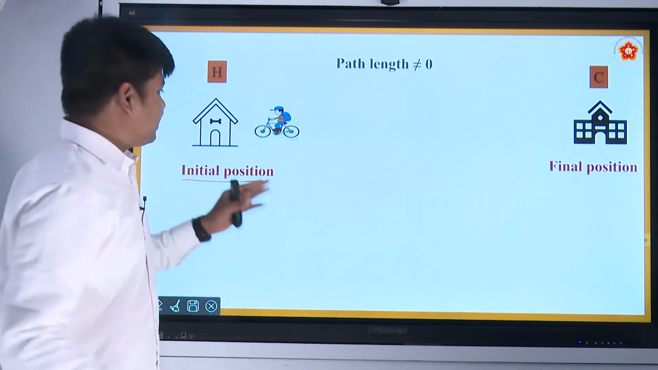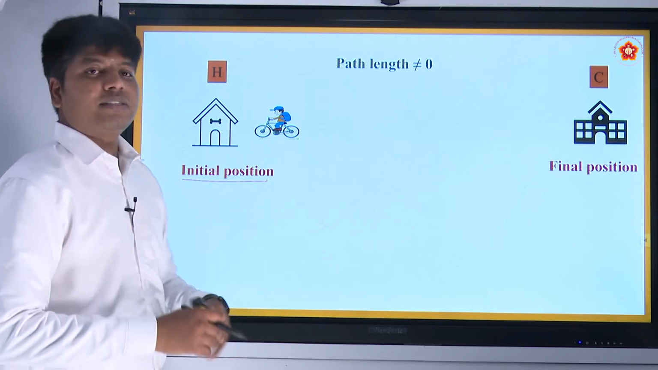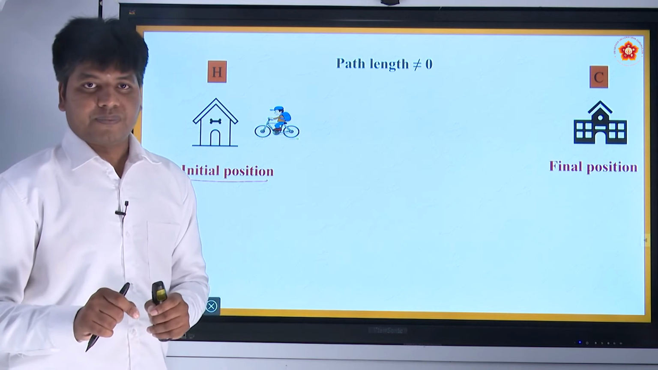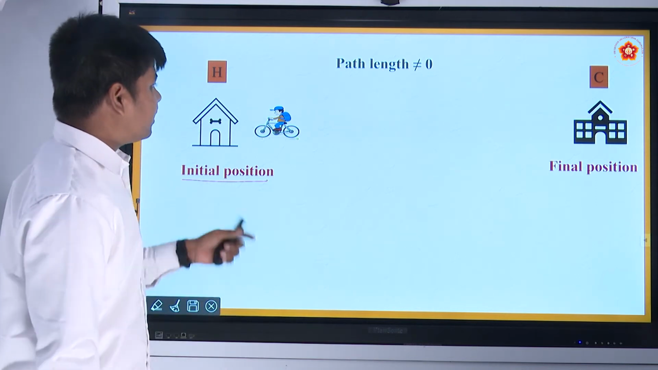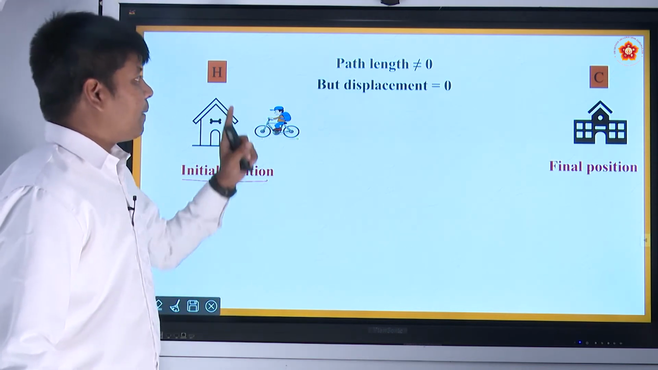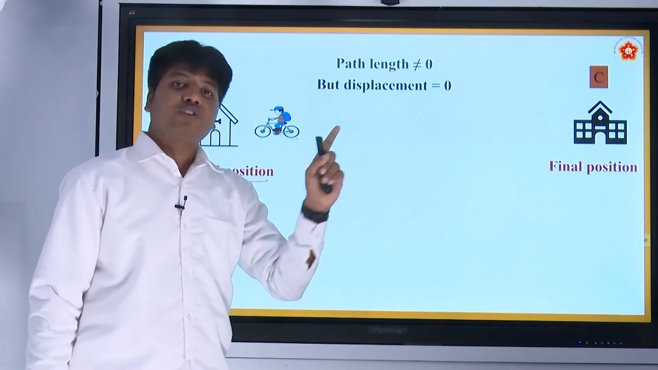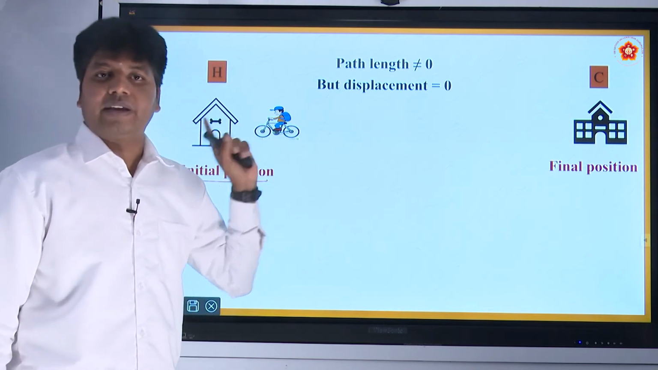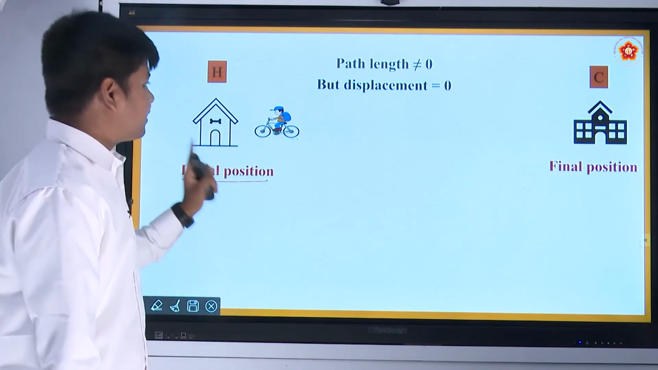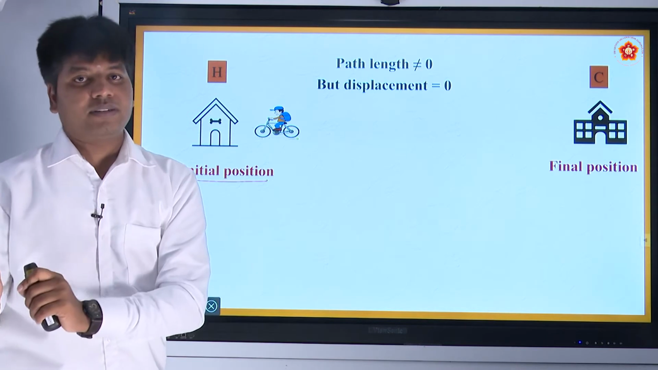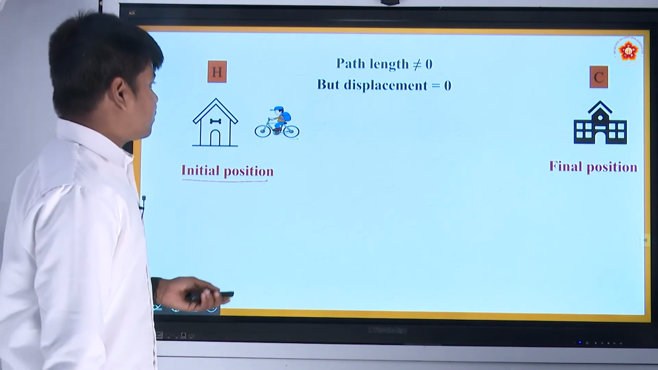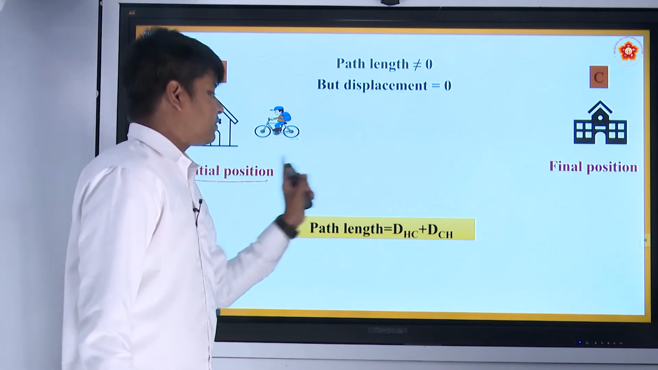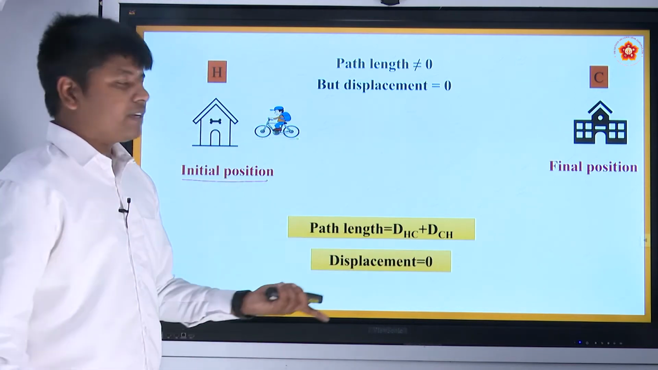By definition, we can easily say that the initial position is the same, hence the displacement is zero. But you need to know what I am trying to say. Here the displacement is zero, but the path length, the distance, is not zero, because you are traveling. Distance is nothing but the travel you make. Displacement is nothing but the change in position. So here the path length is twice this distance and the displacement is equal to 0.